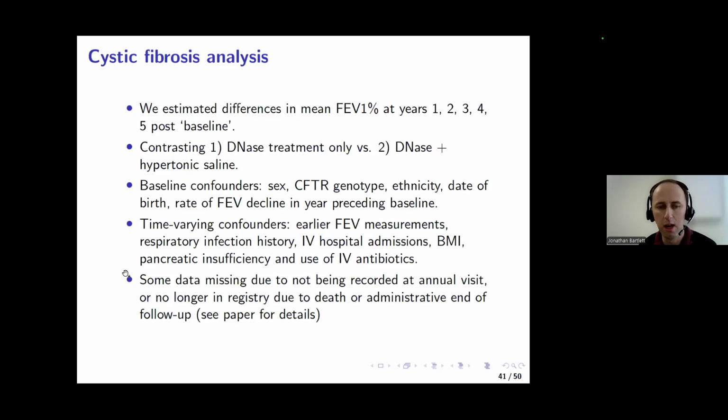So the missing data here were due to a combination of reasons, partly due to things not being recorded at annual visits, partly due to people not being in the registry due to death, and partly due to administrative end of follow-up. The missingness due to death raises an important question about what the estimand should be, and I don't really have time to talk about it, but suffice to say, I don't think there is a simple, good solution to the problem of missingness or the outcomes being ill-defined because of death. But there's obviously an important and emerging literature on that problem, which in this talk I'm essentially going to ignore.